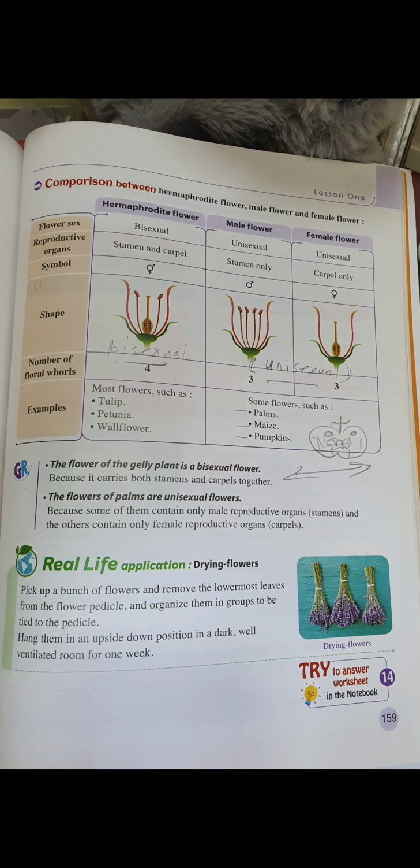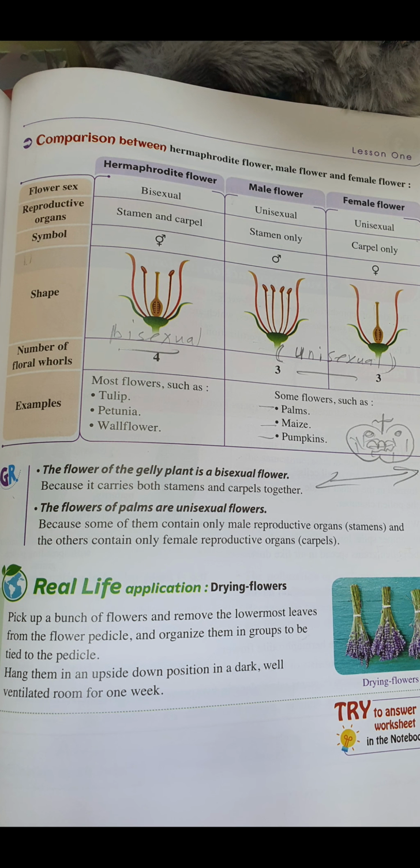Give reason. The flower of jelly plant is a bisexual flower because it carries both stamen and carpel together, or it carries androecium and gynoecium. Give reason. The flowers of palm tree or maize are unisexual flowers. The answer is because the plant carries one reproductive organ only, maybe stamens only or carpels only. Androecium only, it will be male. Gynoecium only, it will be female.